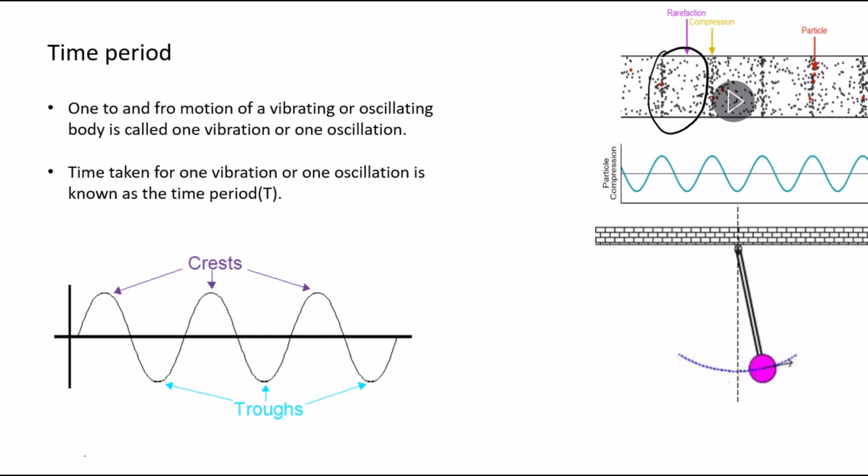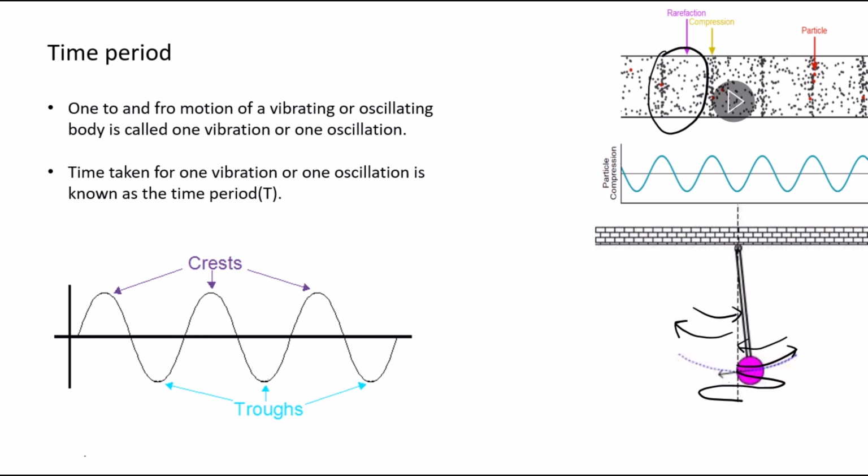And here it travels from its mean position to motion from its mean position and back to its mean, and it travels the fro motion from its mean position and comes back to the mean. So in a graph this can be shown like this. Now time taken for one vibration or one oscillation is known as the time period.